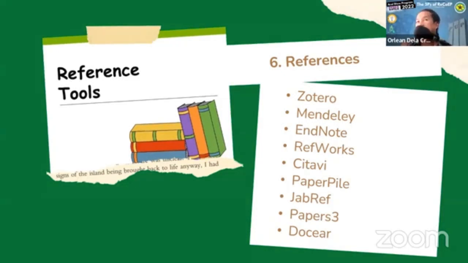So we have the Zotero, the Mendeley, the EndNote, the RefWorks, the Citavi, the Paperpile, the JabRef, the Paperpile, the Docear. So ilan dito is yung ginagamit ko, pero yung most na yung pinaka ginagamit ko is Mendeley. So Mendeley kasi is nakalink na siya with different databases like the Science Direct, the Scopus, and also the Web of Science.